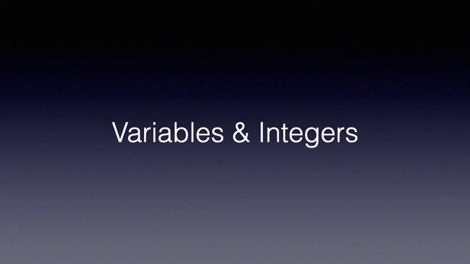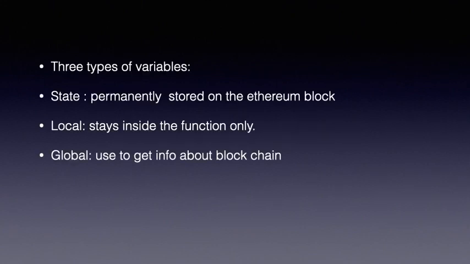So basically there are three types of variables: state, local and global. State variables are the ones which are permanently stored in the Ethereum blockchain. Locals are the ones that stay inside the functions only, and global is the set of keys which will be available for all the contract.